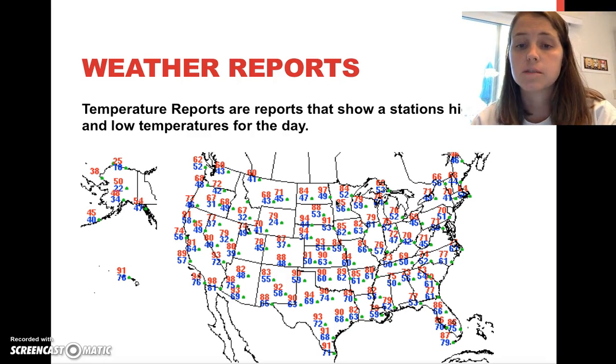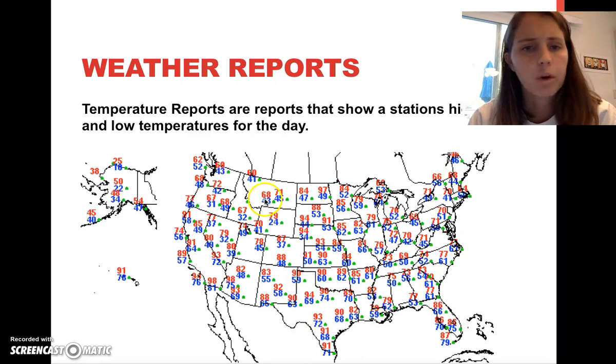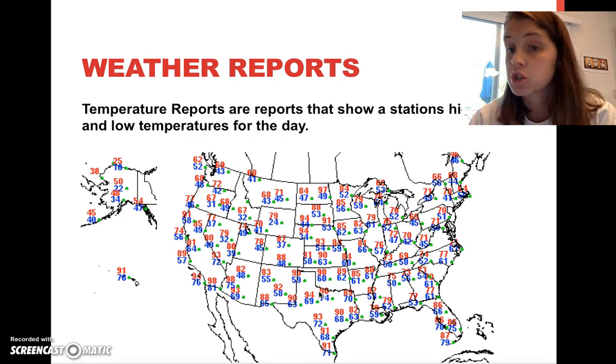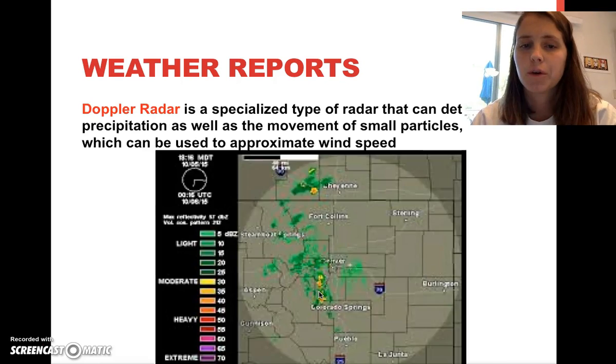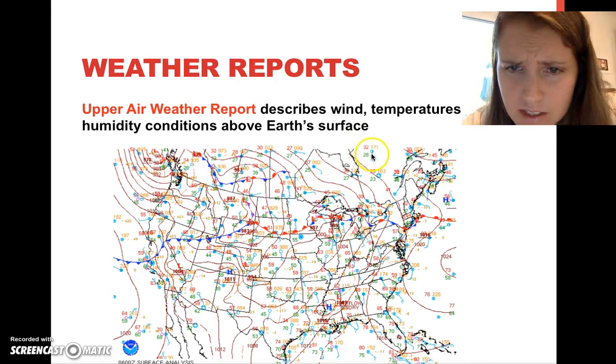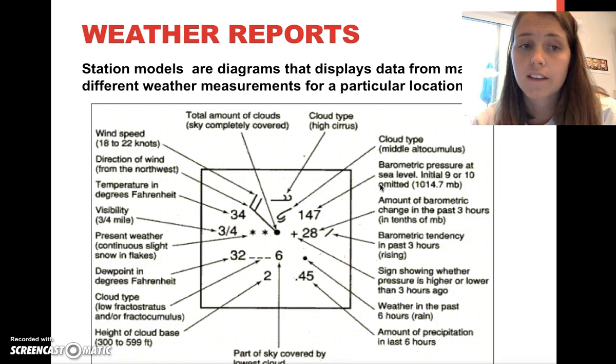The temperature reports basically show both high and low temperatures for different locations. So you'll see Denver is right here, 87 and 37, and Colorado Springs maybe 88 and 48. You can figure out where they're located just by looking at any U.S. map. Then you have station models. These are the diagrams that display data for many different weather measurements for a particular location. So when we look back at this and see each of these little numbers and symbols, they tell us a lot of information. So what are they telling us?